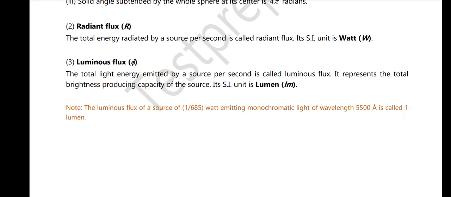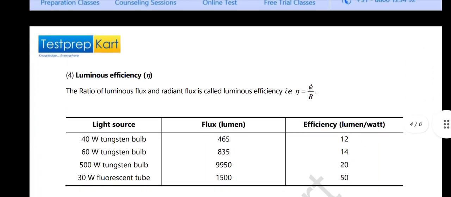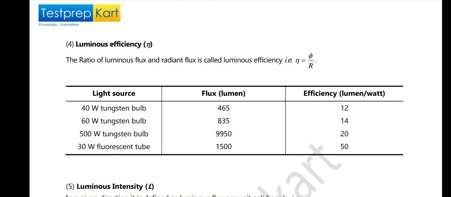Next, luminous flux. It is the total light energy emitted by a source per second. The energy emitted as light for each second is called the luminous flux. Its SI unit is lumen. Next, luminous efficiency. The ratio of luminous flux to radiant flux is called the luminous efficiency.